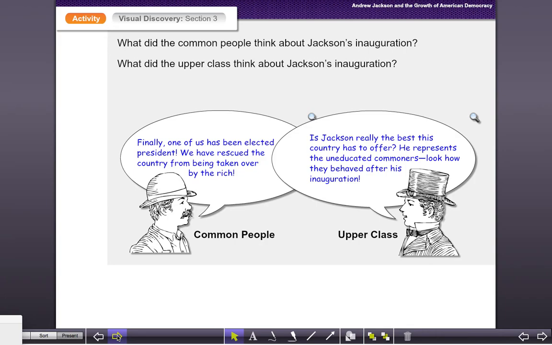Then you've got the second question on there. How did he promise to promote democracy? Basically what he said was he wants to take the power away from the wealthy and give it over to the common people in the government. So we'll be seeing some of those kinds of things and some of the decisions throughout his presidential career, and we'll see if he was able to keep that promise or not.